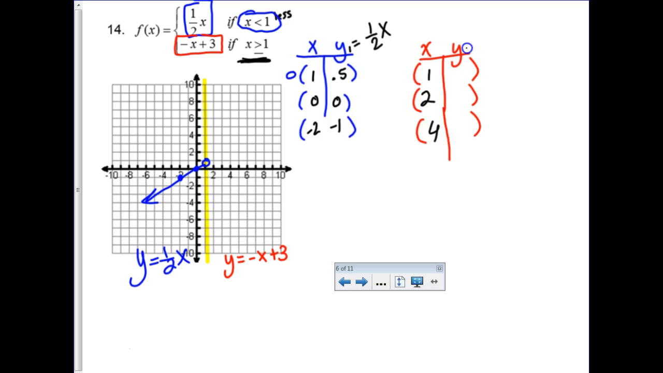All right, so here you can either go to your calculator and type it into y1, or you can just think really hard about plugging in all these numbers to your function. Let's see, plugging in a 1 right here. So we got -1 plus 3 is 2. Plugging in a 2, -2 plus 3 is 1. And then plugging in a 4, -4 plus 3 is -1.